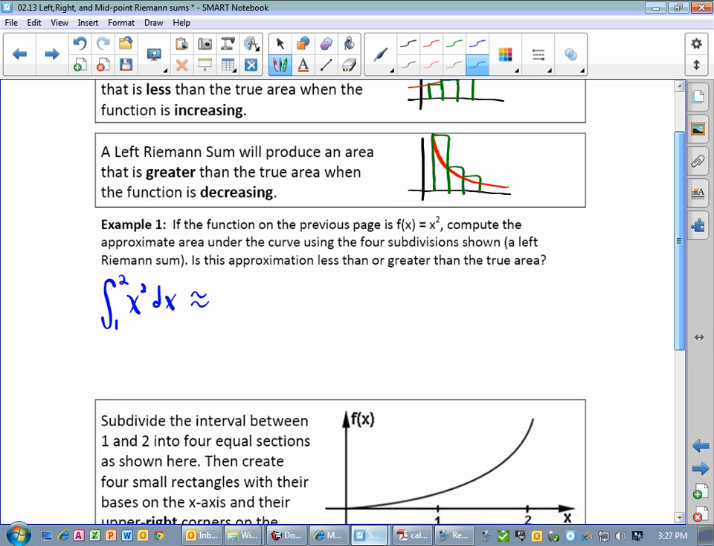And then using our left Riemann sum, well, it's 1/4, because our delta x is 1/4, times all those function values. Now in this case, we have x squared, right? And so our first x was 1. So we have 1 squared plus. Our next x was 5/4. So we have 5/4 squared. Our next x was 3/2. So we have 3/2 squared. And our last x was 7/4. So we have 7/4 squared.